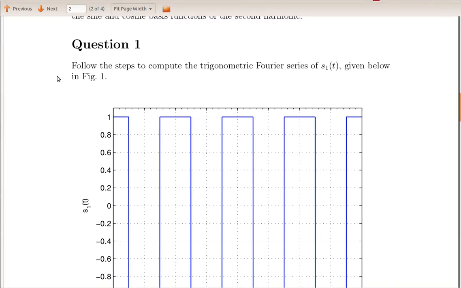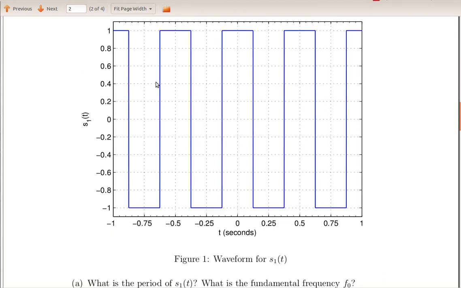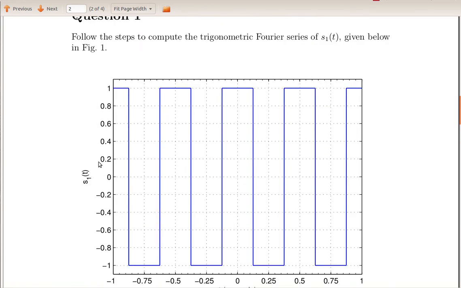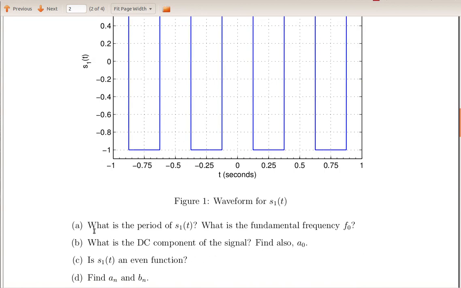Okay, so let's continue with question 1. It says, follow the steps to compute the trigonometric Fourier series S1 of t given below in figure 1, and we're going to go through these couple of questions. So first of all, take a good look at the signal. We've got a periodic sequence basically coming through here, and we want to answer what is the period of S1 of t and what is the fundamental frequency F0.